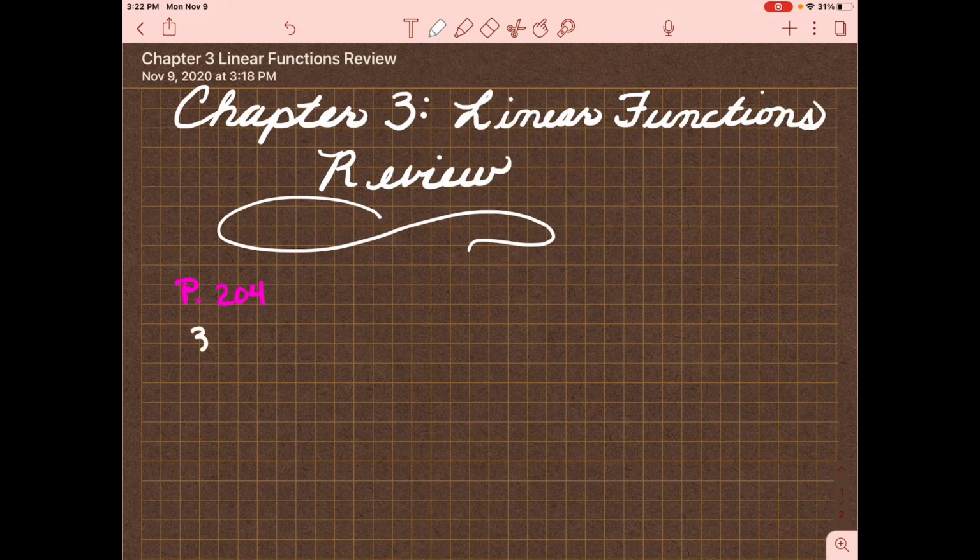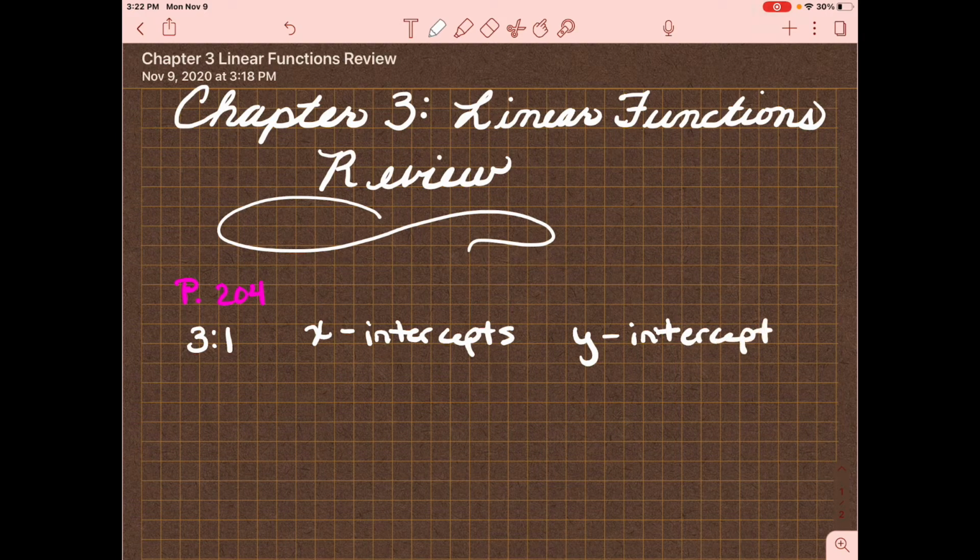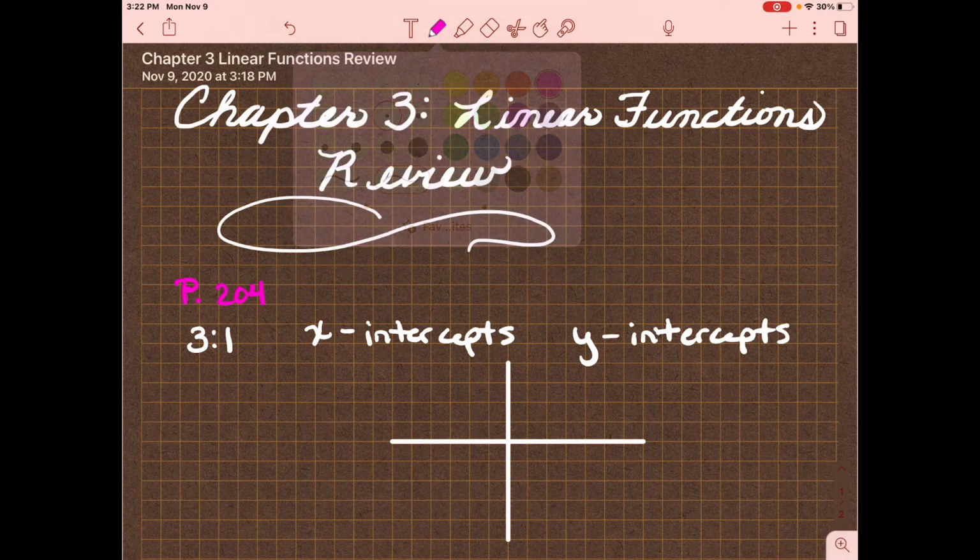In lesson 3.1, we talked about graphing linear equations, and the main idea here was x-intercepts and y-intercepts. These are important because these are where the graph crosses the axis, and they're also easy points for us if we are trying to graph something or identify some prominent places on a graph. So let's just draw this.